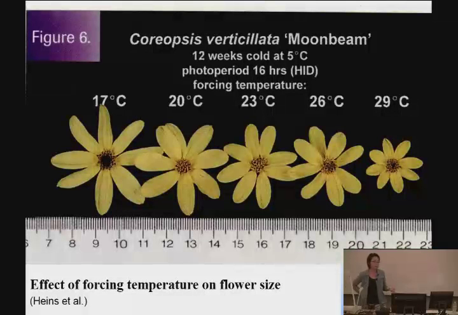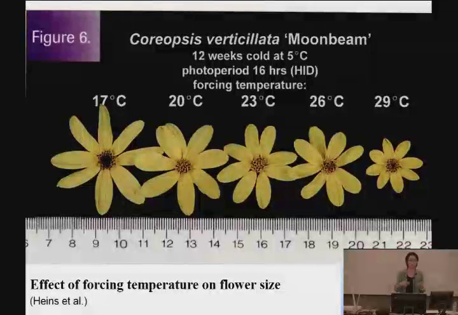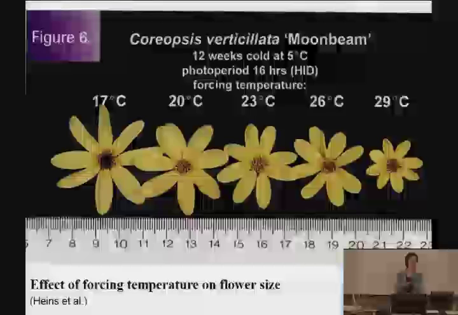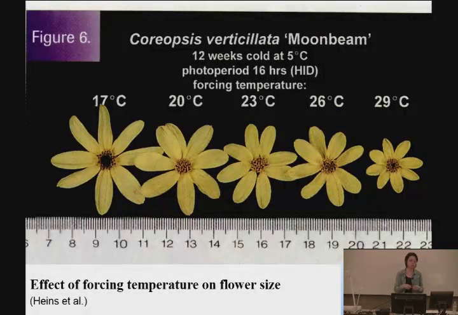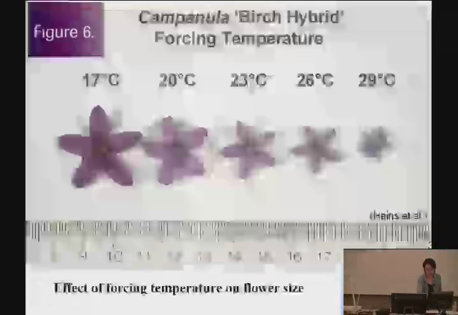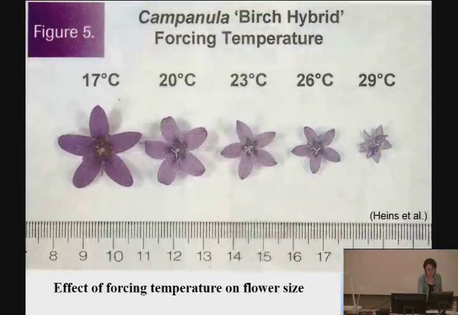Because high temperature enhances development, the plants tend to quickly develop many flowers, so the flower size tends to be smaller. Versus slow growing, at low temperature, flower size tends to increase. So that's a quite unique plant response. This is another example.